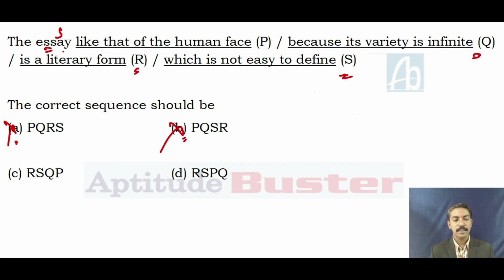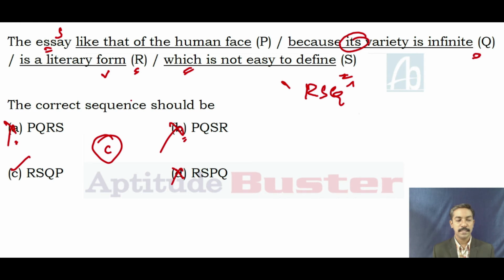The reason is the essay is a literary form. Obviously, subject, the R segment is the right predicate, which is not easy to define. The word which refers to the essay because its variety. Here, the word its also refers to the essay. So, while you apply this clue by reading it, RSQ segment, there is only one choice with the RSQ combination. Thereby, the right choice is option C. The essay is a literary form which is not easy to define because its variety is infinite like that of the human face.